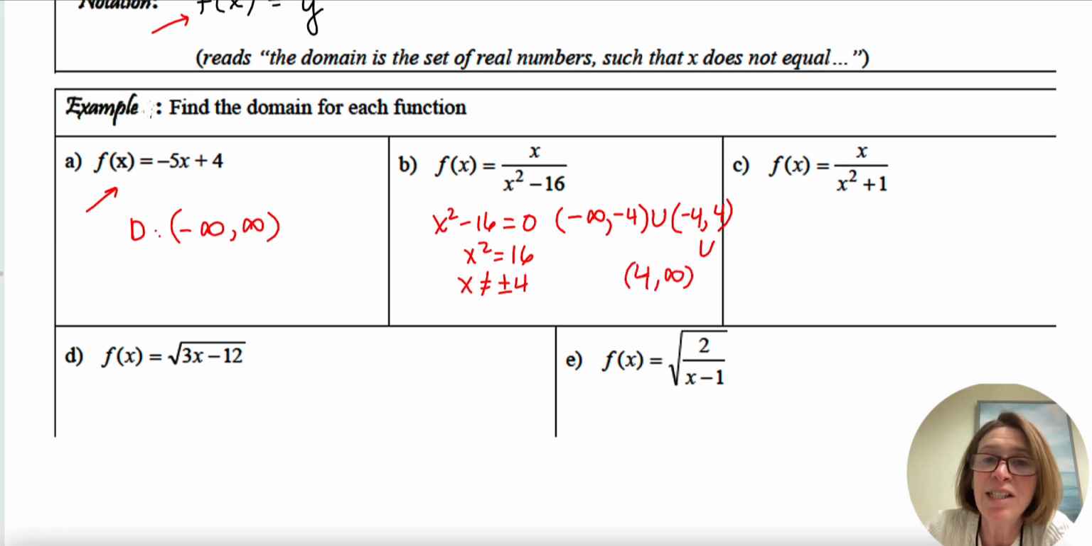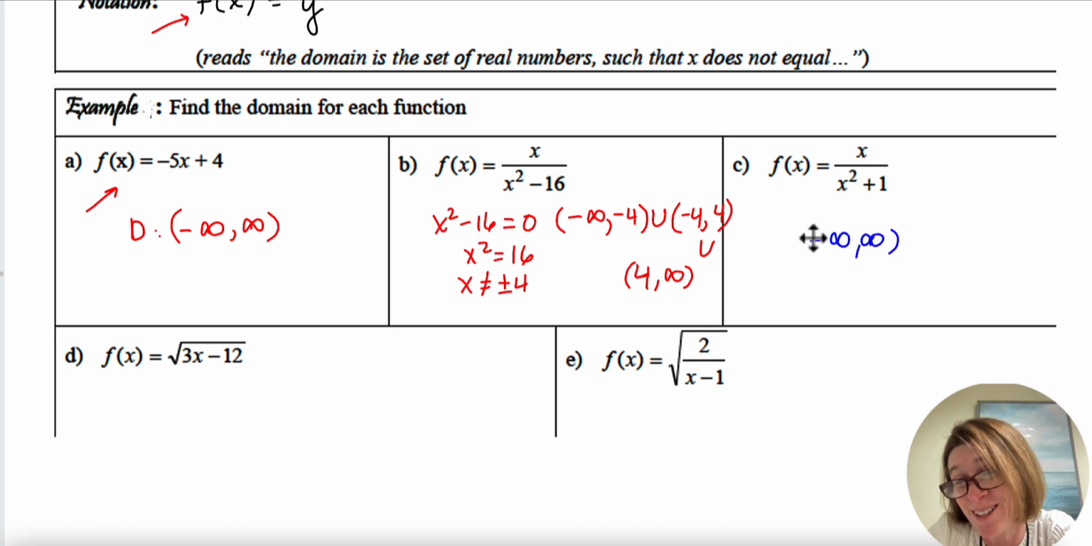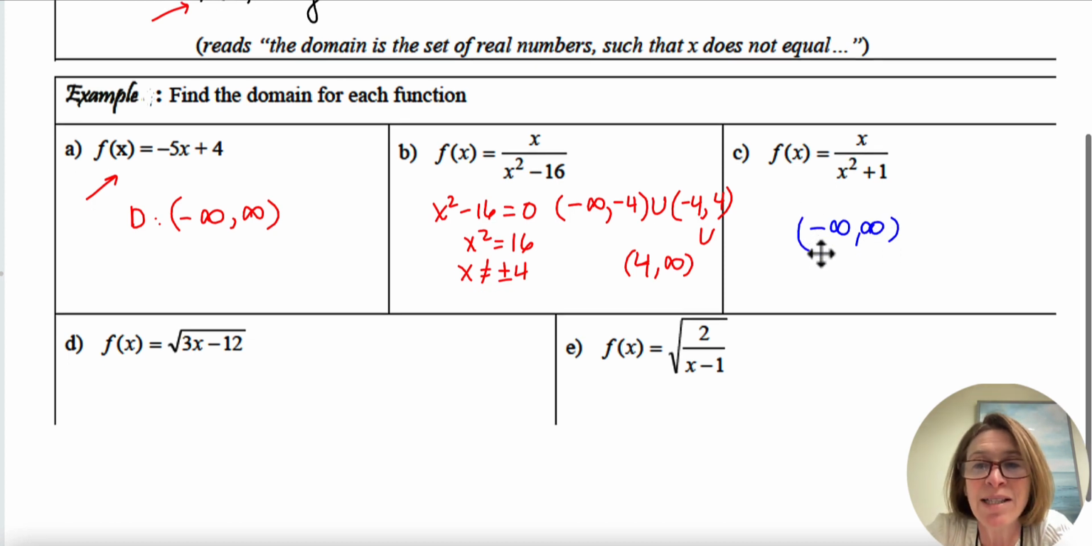Okay, this next one's interesting. So I would press pause and try it on your own and then come back to me. If you really look carefully at this x squared plus 1, there's actually no value of x that would make the denominator 0. If you plug in 0, you're going to get 1. If you plug in negative 1, you're going to get 2. Any negative is going to become a positive, and then you're going to be adding 1 to it. So the domain here would be all real numbers. Okay, that doesn't mean that some other things can't exist, but we're just not going to get into that right now.